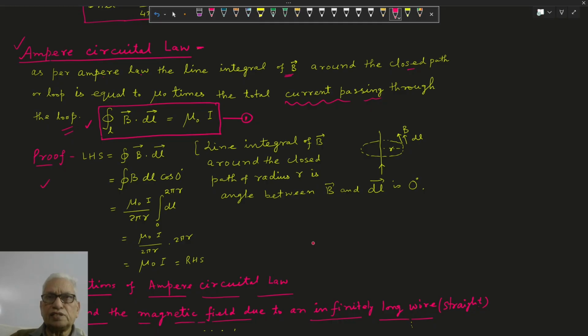Proof of this: taking the LHS, B dot dl, B and dl are both in the same direction, so cos 0 is 1. We know the value of B for an infinite long wire, mu naught I upon 2 pi r, and the integration of dl will be the limit 2 pi r, equal to 2 pi r. 2 pi cancels, leaving mu naught I, which is the RHS. So this proof of Ampere Circuital Law is very simple. LHS to RHS, nothing more to it.